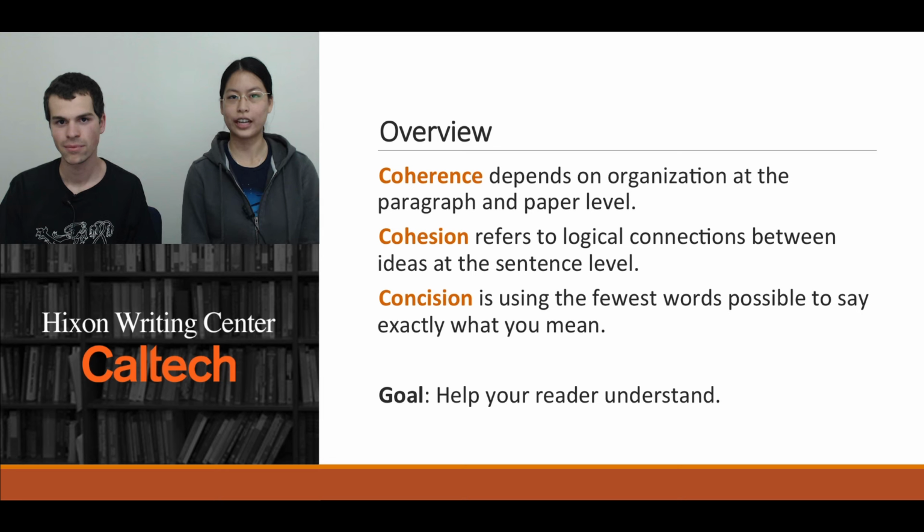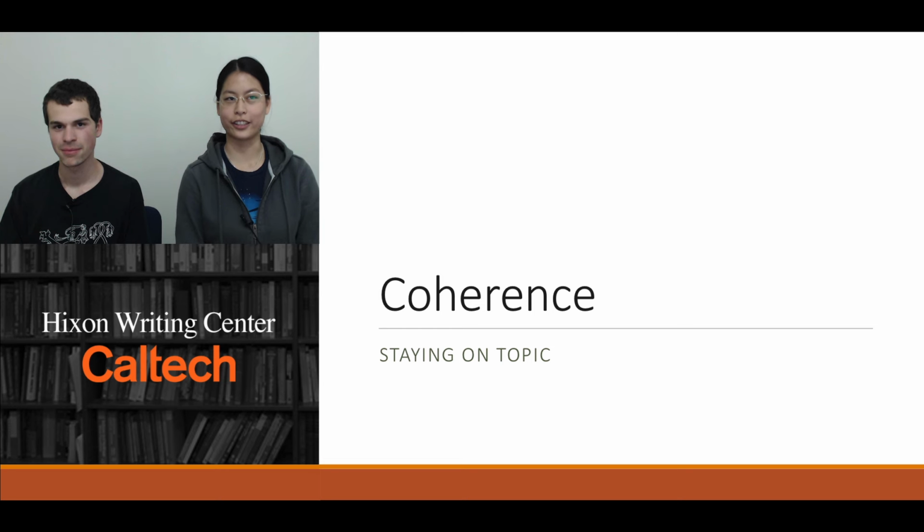Overall, you want to edit your draft from the reader's perspective. As the writer, you know exactly what you mean to say, but you want to say it in a way that makes it easy for the reader to understand. Now we're going to talk about coherence in an argument-driven paper. If you have a paper you've written recently, please feel free to pause the video and grab it now so we can talk about how to check for coherence in your paper. Got your paper? Good.